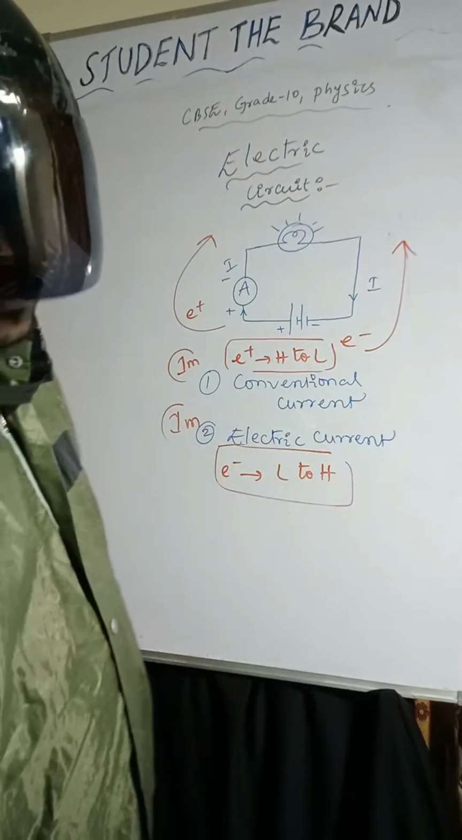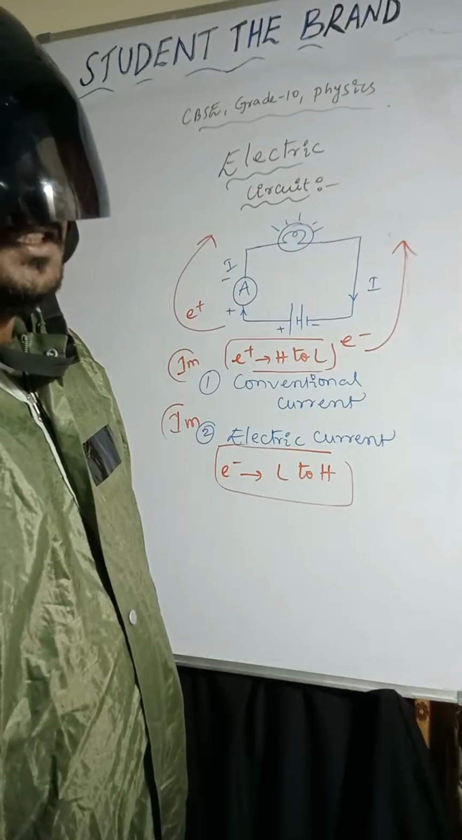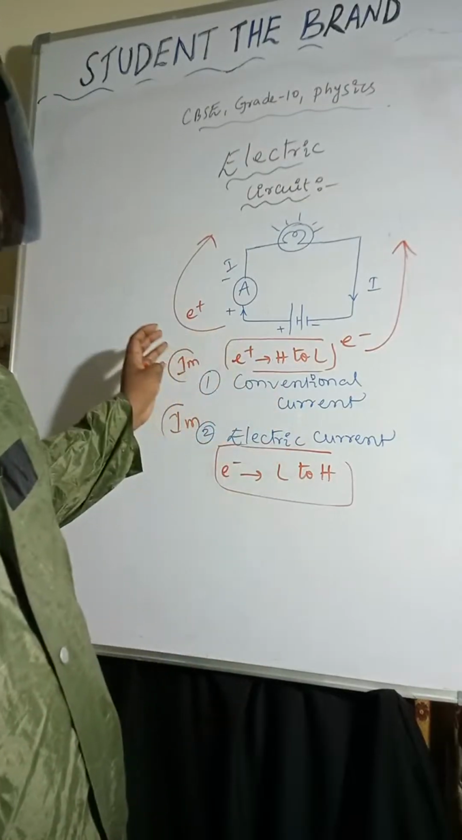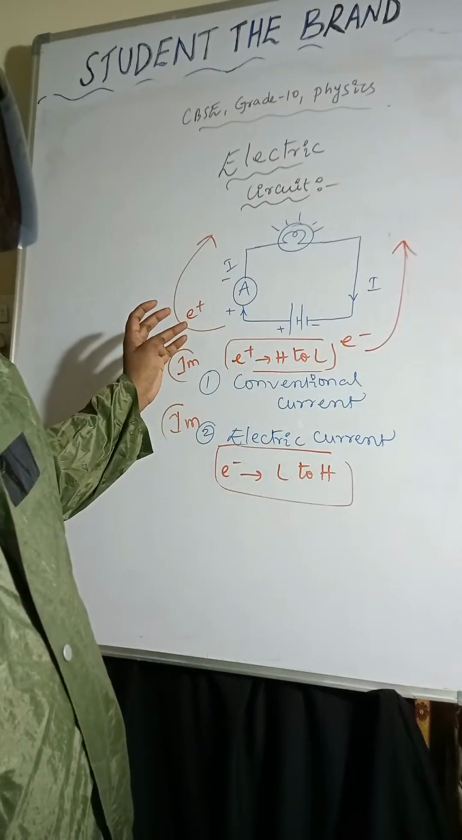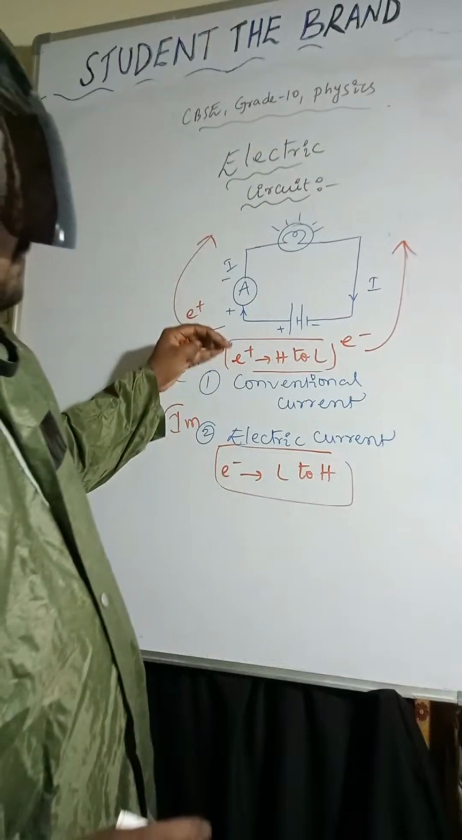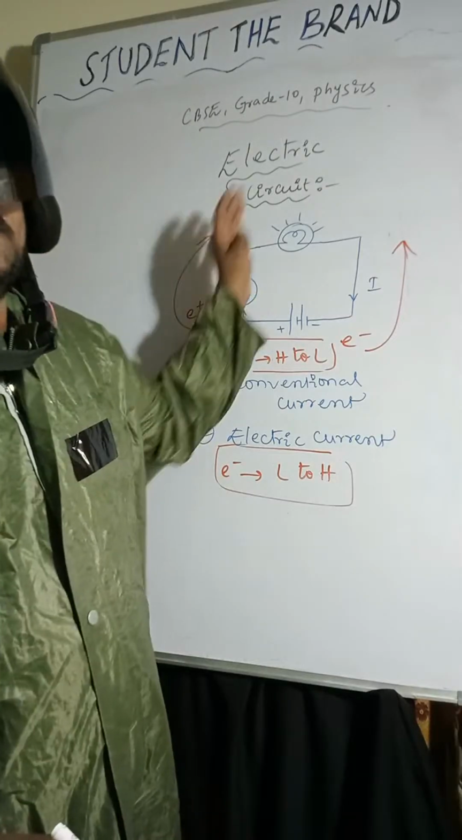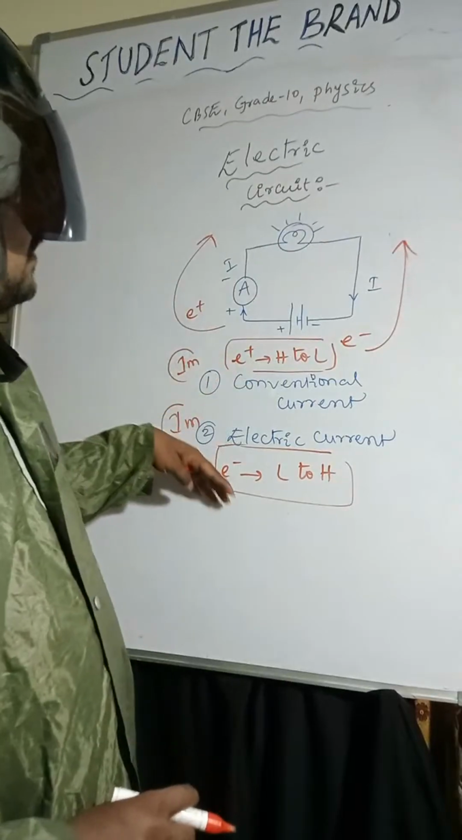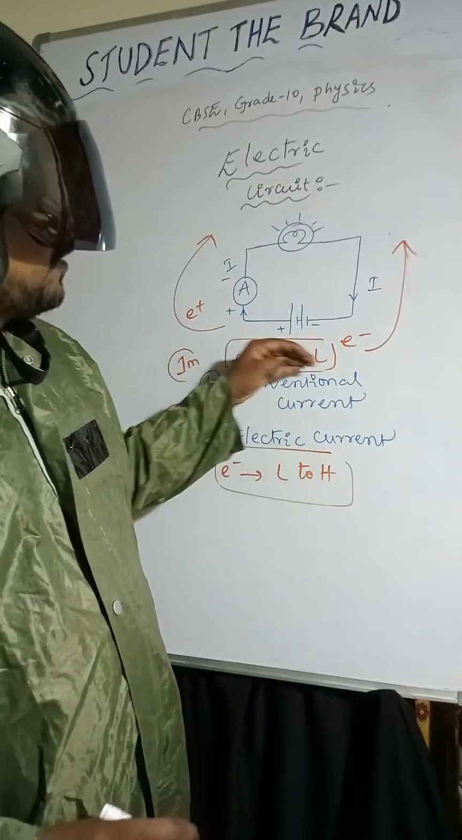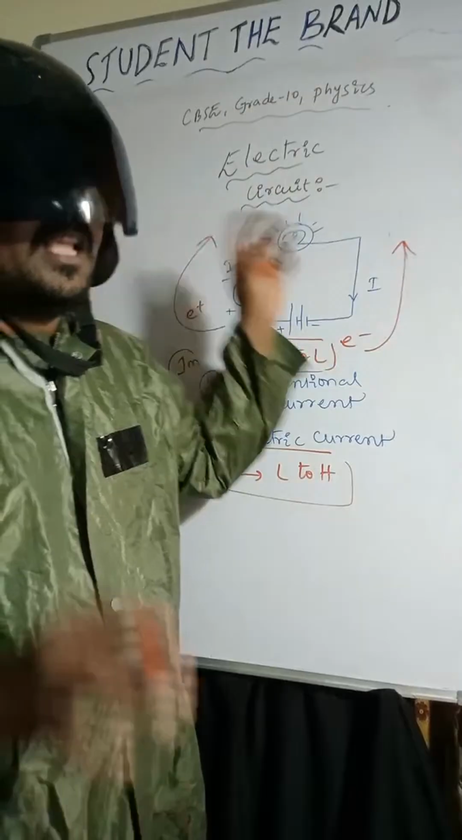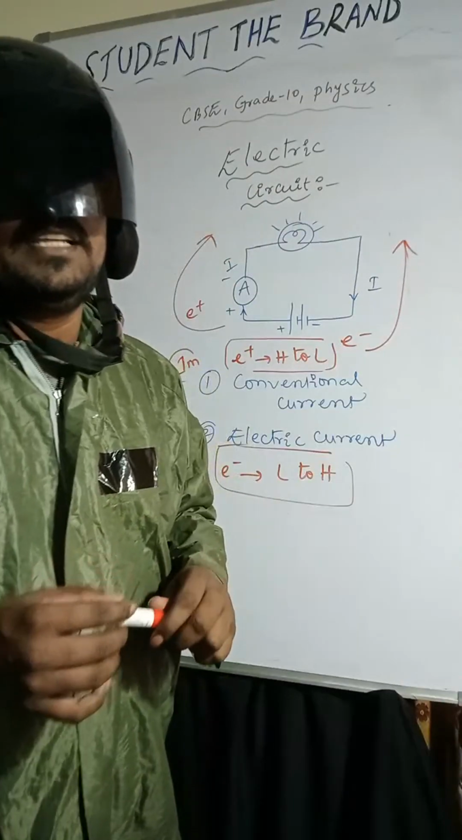I hope it is very clear. Just check once. Conventional current: positive charges will move from high potential to low potential, whereas electrons, so negative charges, will move from low potential to high potential. There is one question on this.